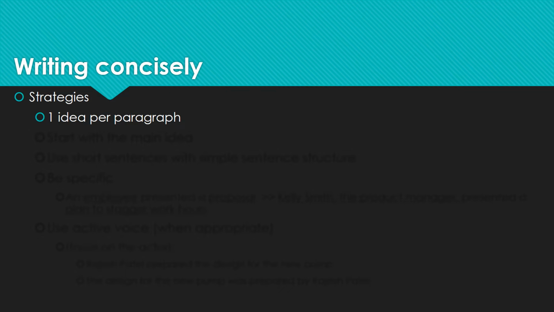First, limit your paragraphs to one main idea. More than one main idea per paragraph is confusing and will clutter your writing. Next, start your paragraphs with the main idea so that you don't keep your audience guessing about what's going on.